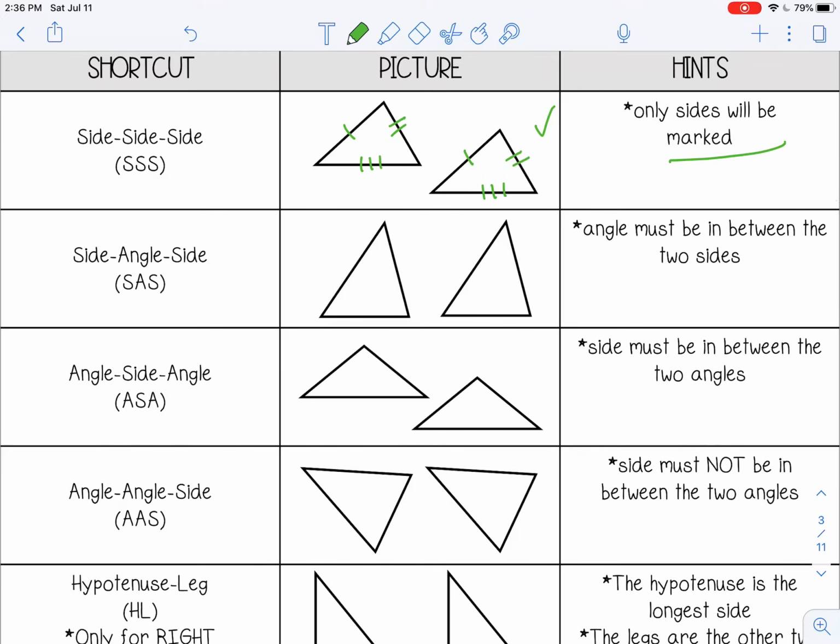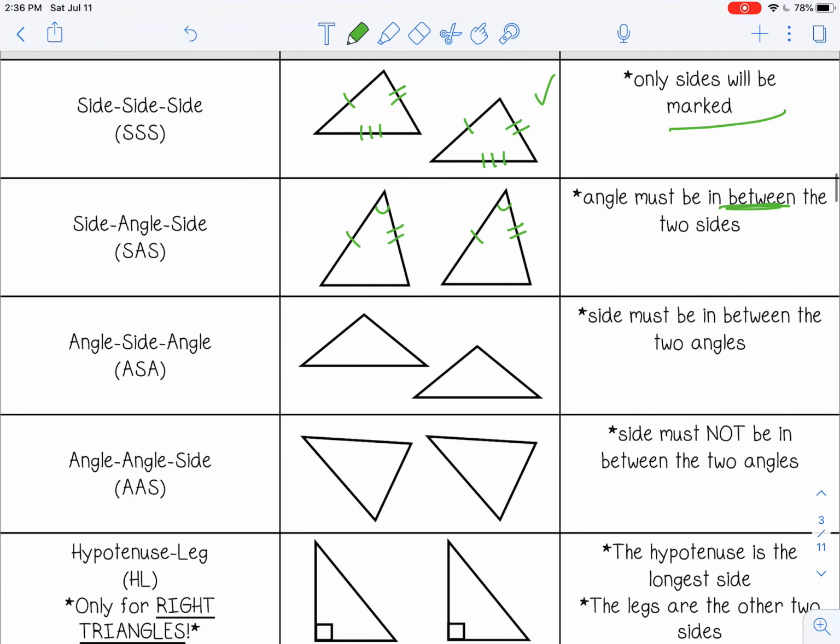The next one is side, angle, side. So that's when you have 2 sides and an angle in between the 2 sides. So if you know that these triangles are congruent, you don't need to know anything else about the other angles or the other side. The next one is angle, side, angle. So we have 2 angles and a side in between those 2 angles. So if we have that, that's enough information to prove these triangles are congruent.